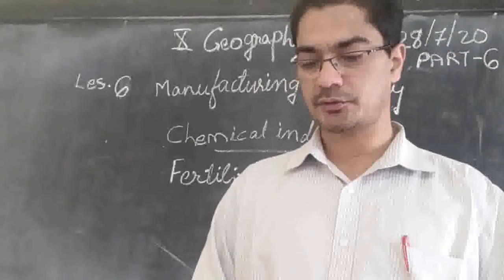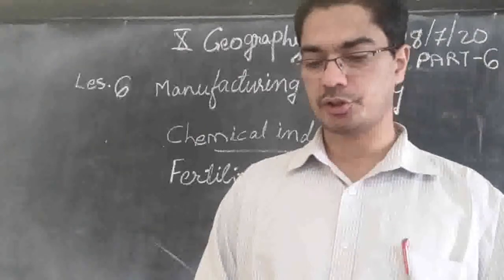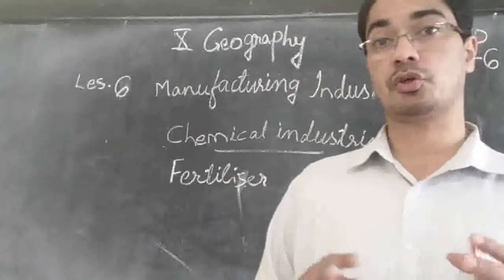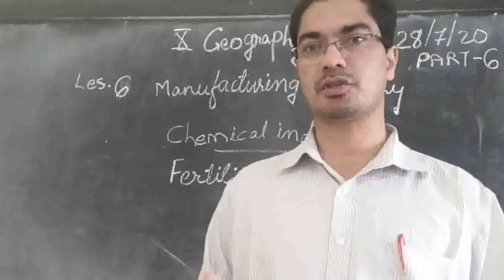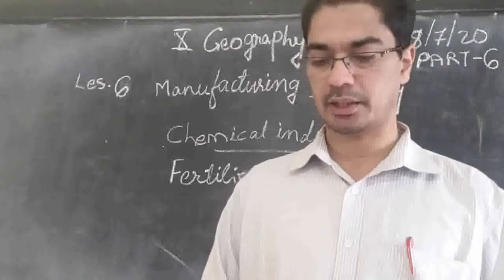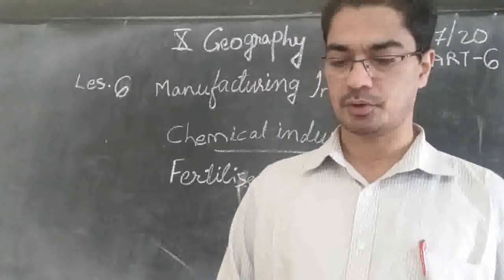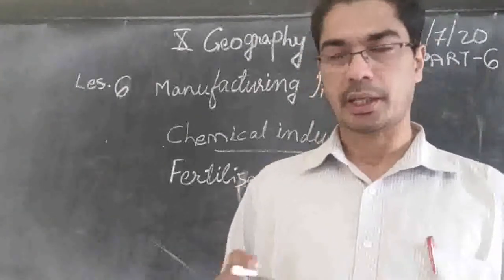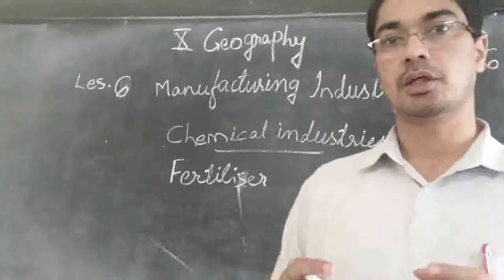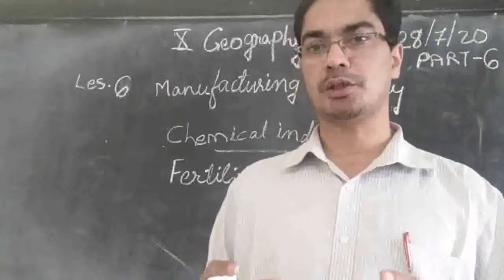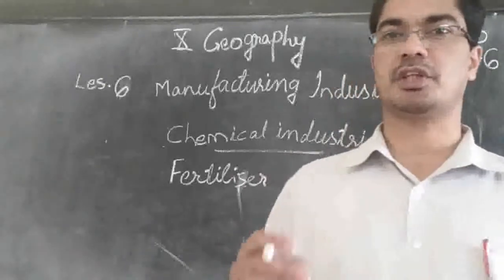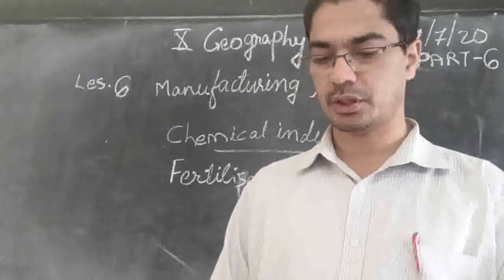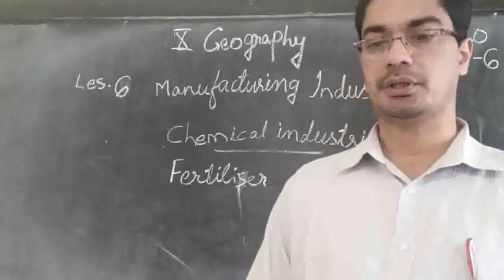Then there are complex fertilizers which have the combination of nitrogen, phosphate and potash. So there are also fertilizers which contain different types of minerals like phosphate, nitrogen and potash. That is called NPK. If you buy this NPK, all these three elements will be there, which are very essential for the growth of the plants: potash, nitrogen and phosphate.